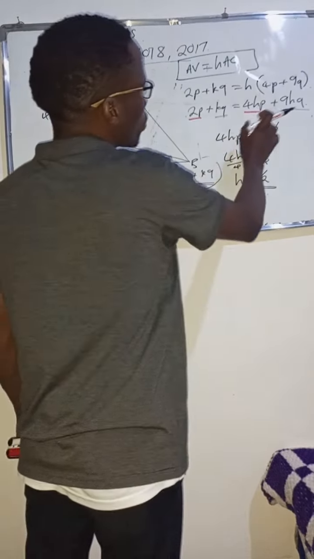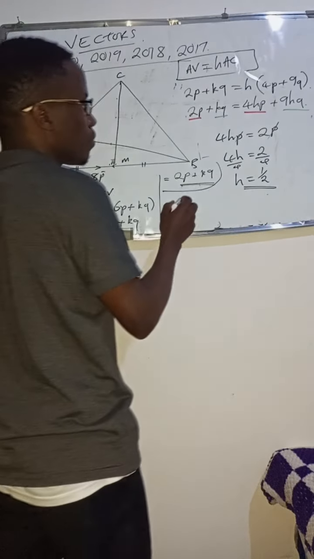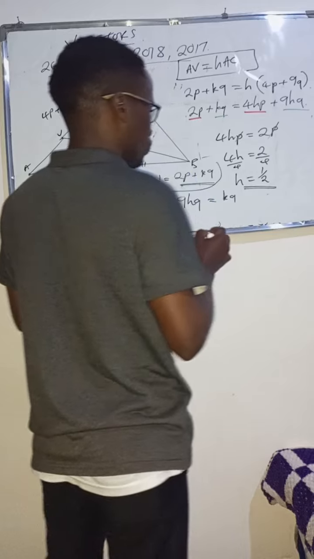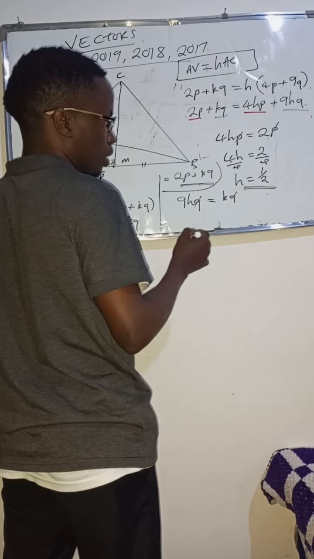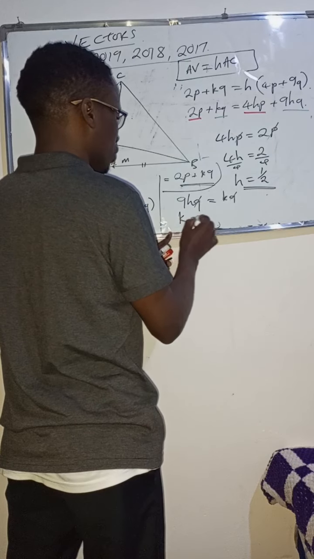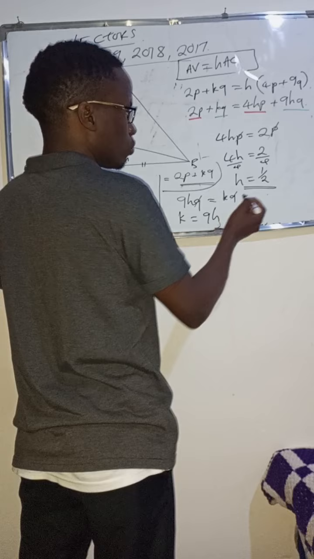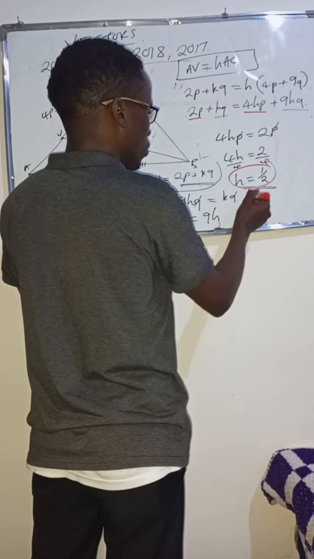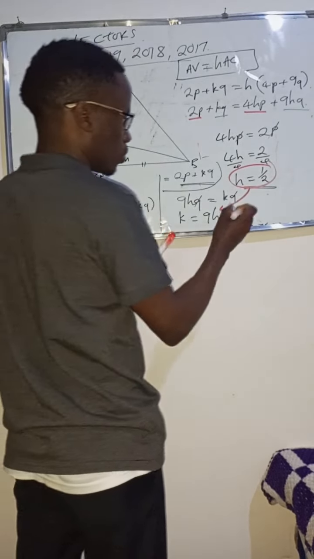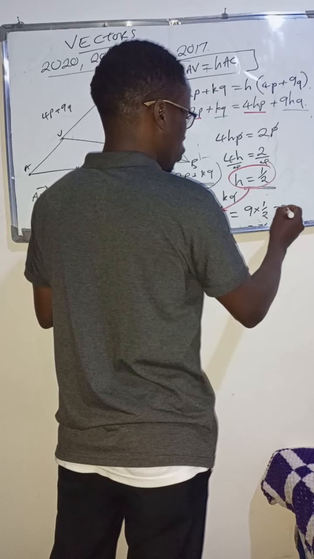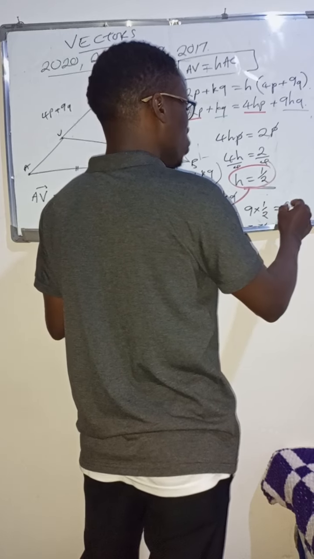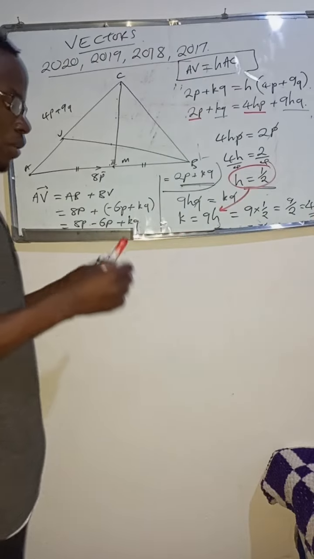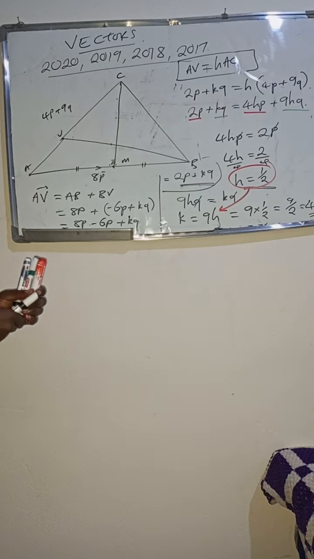Then we can also equate the Q terms: 9HQ equal to KQ. Again, the Q and the Q can cancel, so K is equal to 9H. But we have already found that H is half, so we bring this value here. K is equal to 9 multiplied by half, which is 9 over 2, the same as 4 and a half. So this is how you answer such a question.